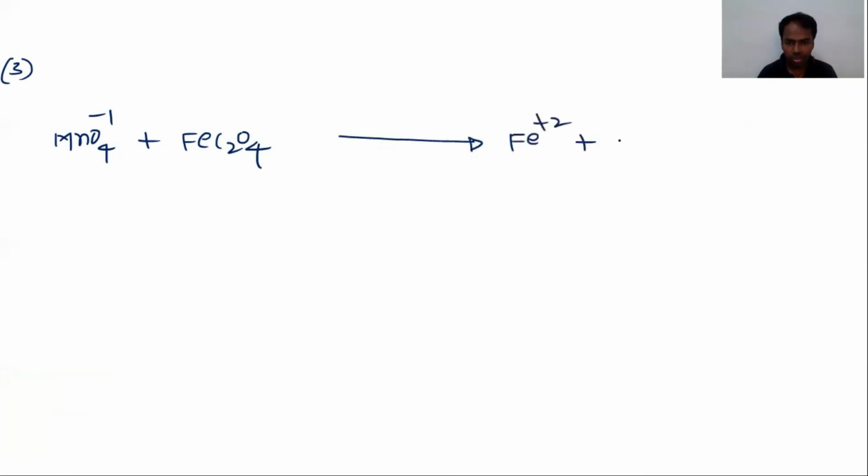Now the last equation. This is the previous question given: MnO4⁻ plus ferrous oxalate FeC2O4. It forms Fe2+, CO2 gas, and Mn2+. Now we need to balance this equation. Here this is +7 and this is +2.